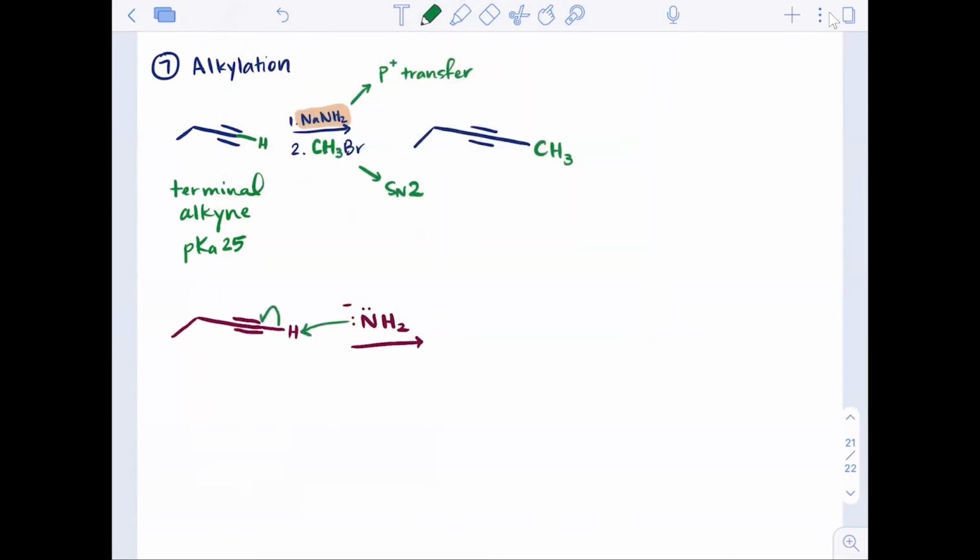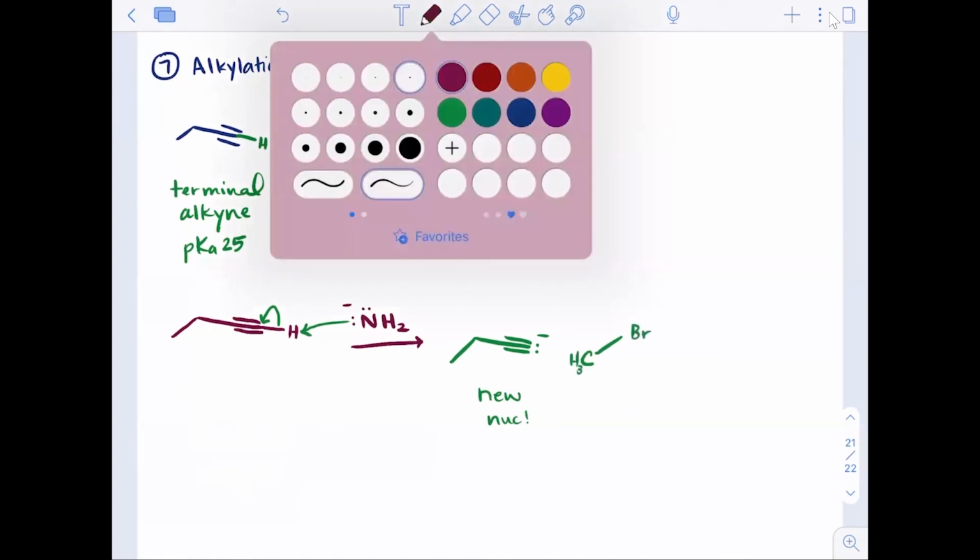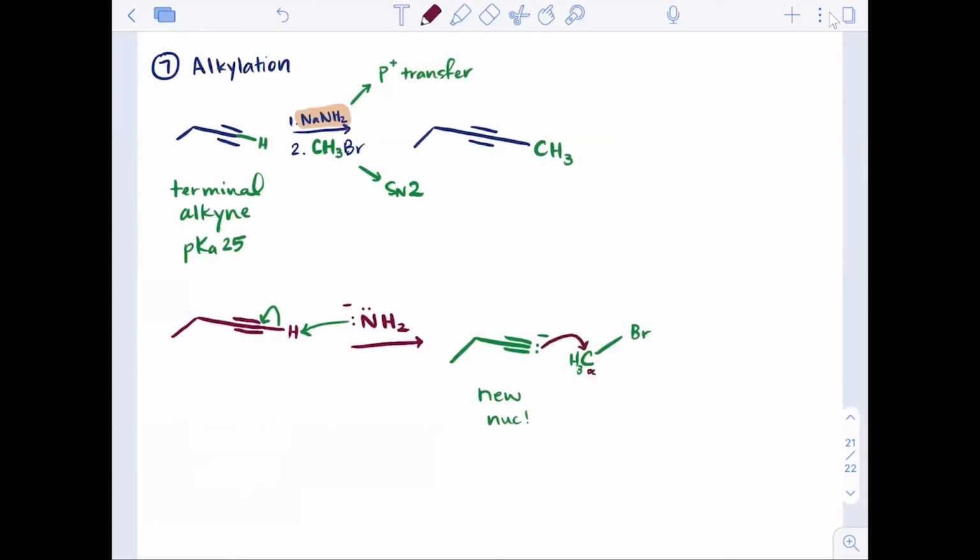Proton transfer. Take that terminal alkyne and make it an ion. So now this is a new nuke. Small enough, there's not a lot of steric hindrance because remember of this linear nature right here. And so that's what makes it a really, really great nucleophile to then go ahead and attack. Then write out our CH3Br so that we can see alpha carbons getting nucleophilic attack with the loss of the leaving group. This has to be an SN2 reaction.